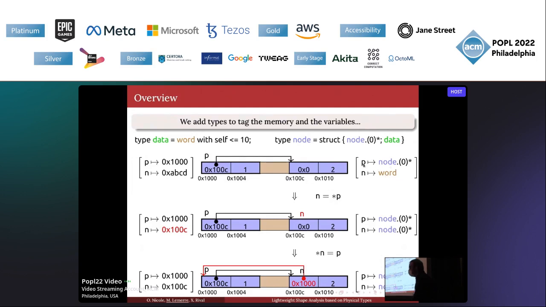So we say here that P should be a pointer to the beginning of a node, and N can be any random word. And starting from this initial state, we can verify that each operation here is well typed, meaning that it preserves the structural invariants that we will detail later.